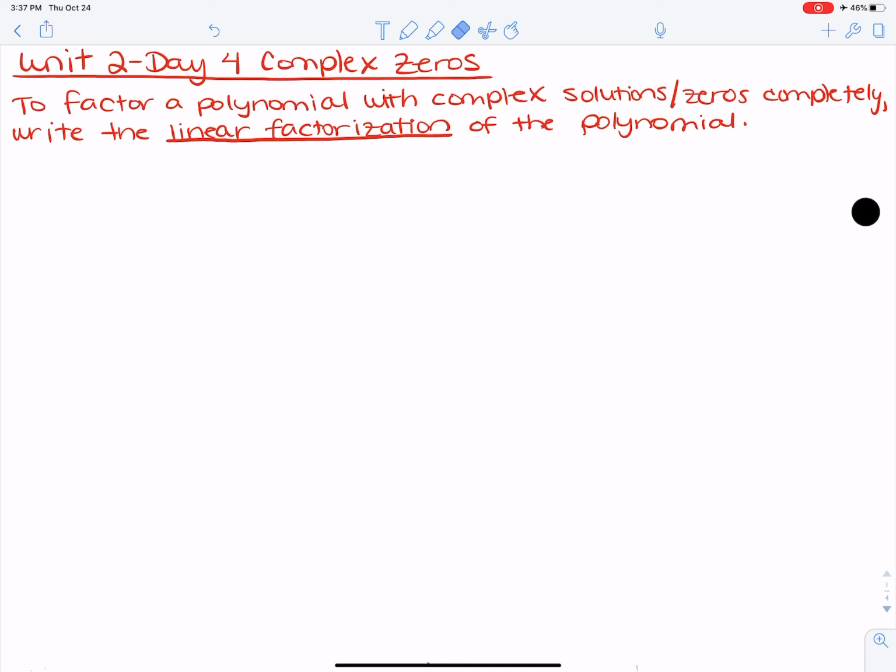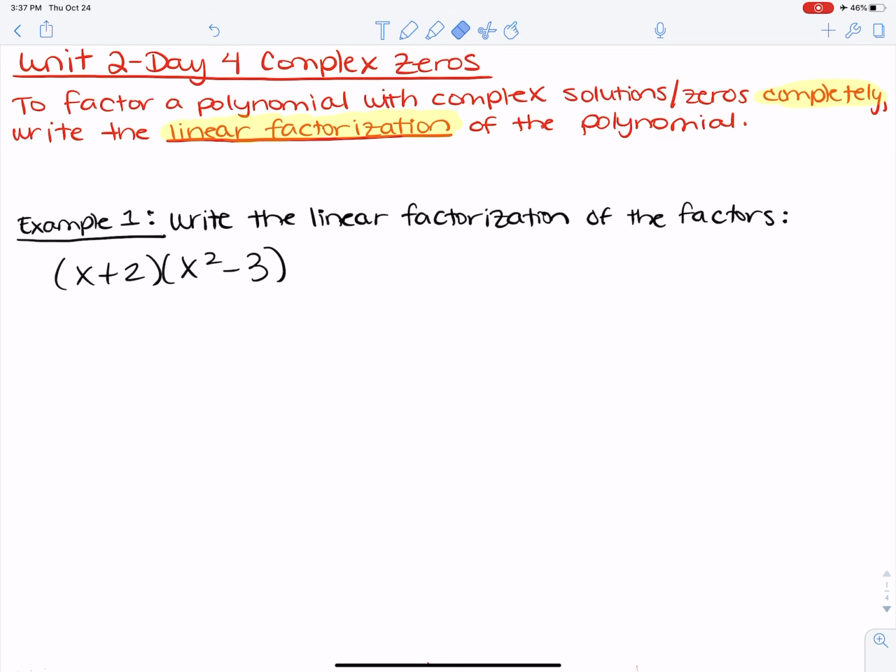So to begin, to factor a polynomial with complex solutions and zeros completely, keyword here being completely, you are going to write what we call linear factorization of the polynomial. So here's our first example. We want to write the linear factorization of the factors.